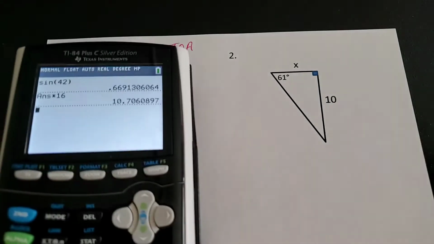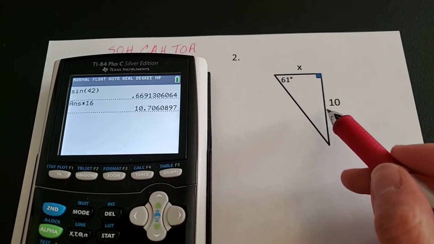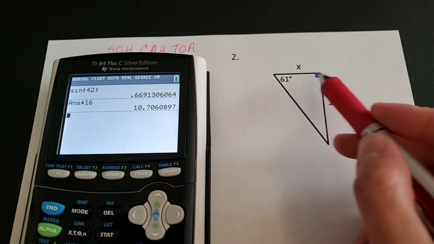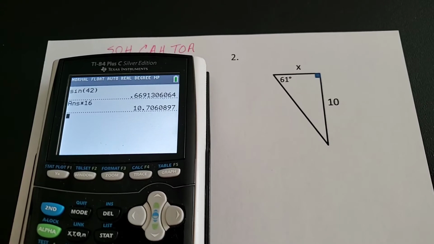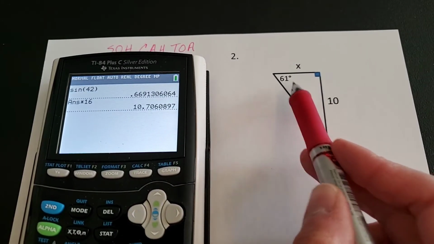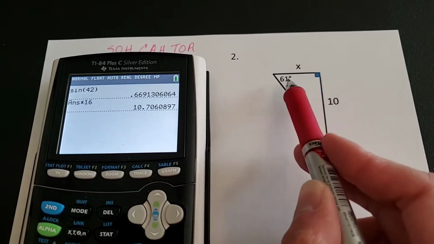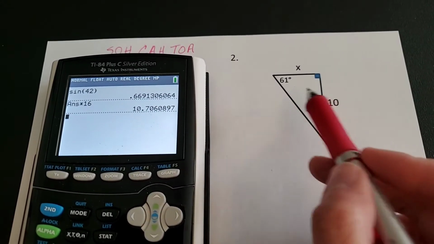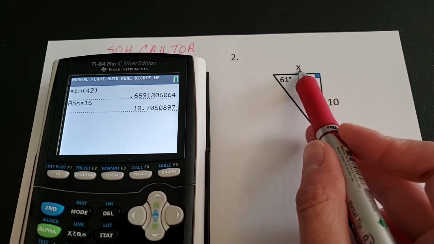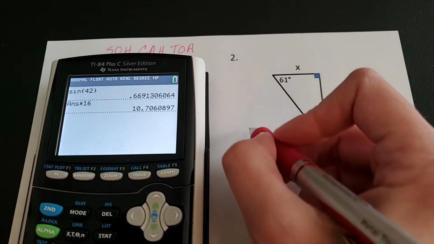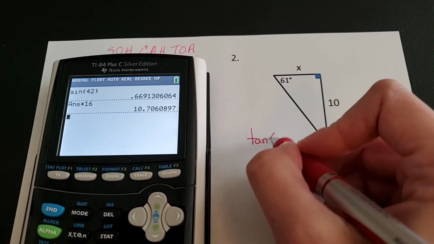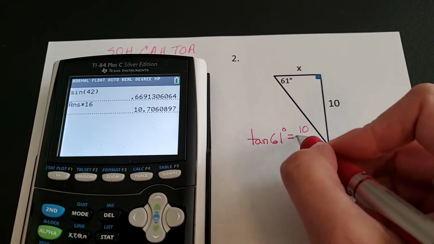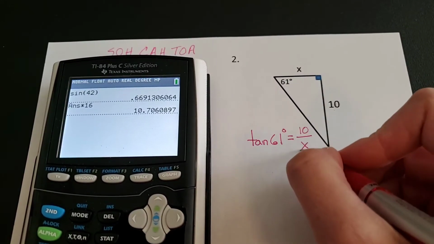Let's see if we can take a look at this triangle. We know 61 degrees. It's a right triangle. What sides do we have in relationship to this angle? Well, I have the opposite side, and I've got another leg, the adjacent side. So which trig function relates opposite and adjacent? That would be the tangent function. So the tangent of 61 degrees would be the opposite over the adjacent.